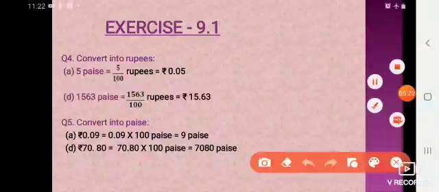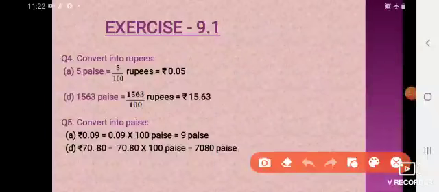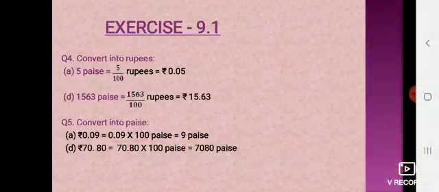Now in question number 5 we have to convert rupees into paise. And for converting rupees into paise, what we'll do? We'll multiply the amount in rupees by 100 and we'll get the paise. So 0.09 multiplied by 100 will be equal to 9 paise. This way we can convert rupees into paise.